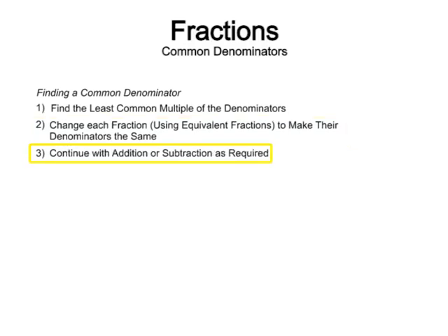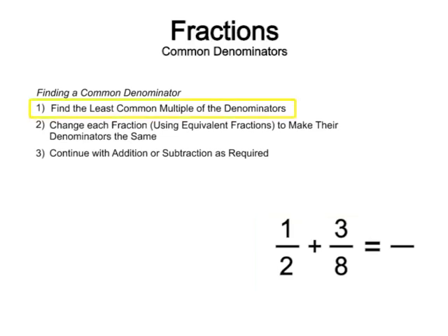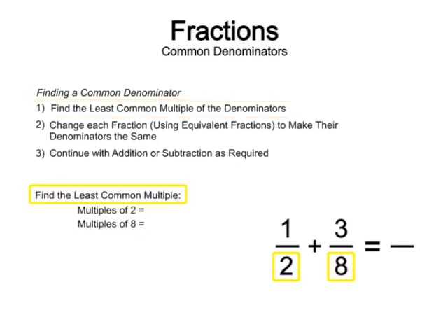addition or subtraction. For example, let's find the common denominator between 1/2 and 3/8 so that we may add them. First, find the least common multiple between the denominators 2 and 8. A multiple is a number that can be divided equally by another number.